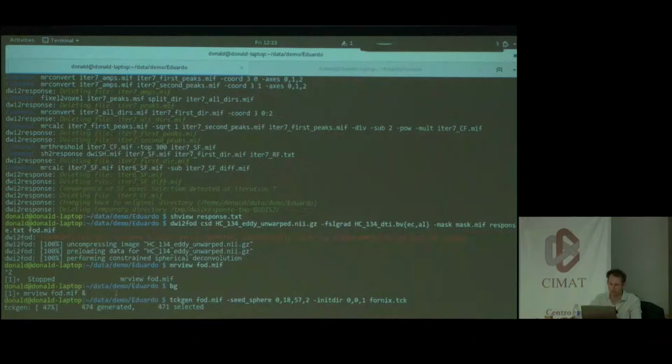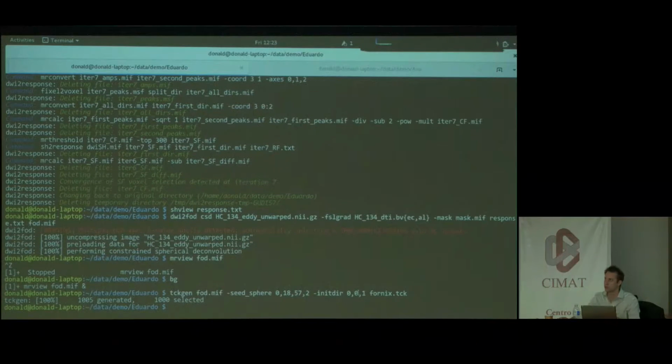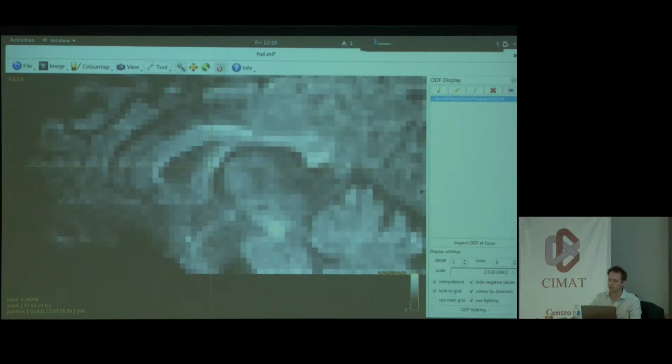What was that last option you need to do? Initial direction of tracking. So that just helps it make sure it starts roughly inferior superior.